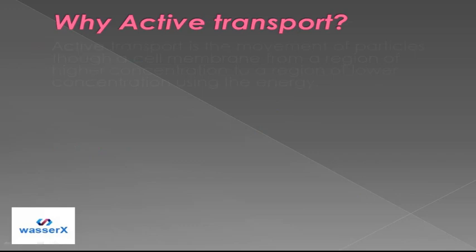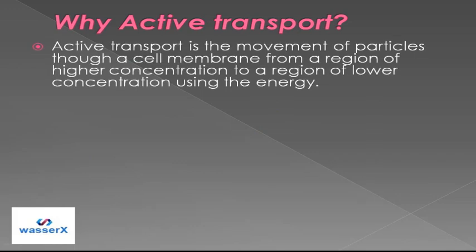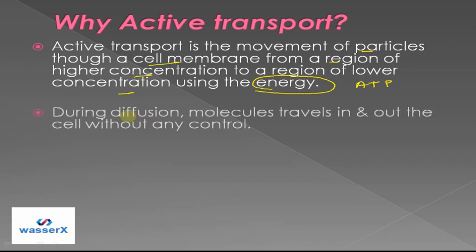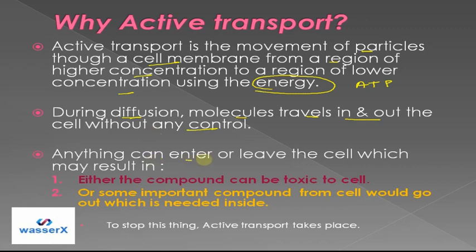Now, why active transport only? Active transport is the movement of particles through a cell membrane using energy. Here, energy is used in the form of ATP. During diffusion, molecules travel in and out of the cell without any control. There is no control on the coming and leaving of the particles during diffusion. So due to this, anything can enter or leave the cell, which may result in two things. First, either the compound can be toxic.